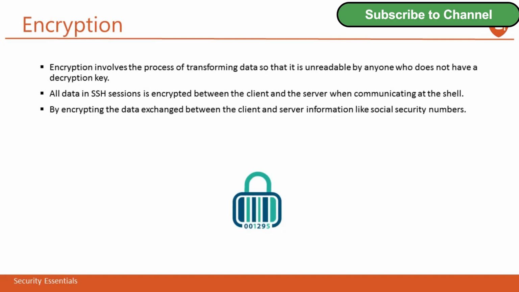Next, we have encryption. Encryption involves the process of transforming data so that it's unreadable by anyone who does not have the decryption key. With encryption, you convert data into an unreadable format, and whoever has the decryption key can convert it back into a readable format. All data in SSH sessions is encrypted between the client and the server when communicating at the shell. By encrypting the data exchanged between the client and server, information like social security numbers is unreadable by anyone without the key.